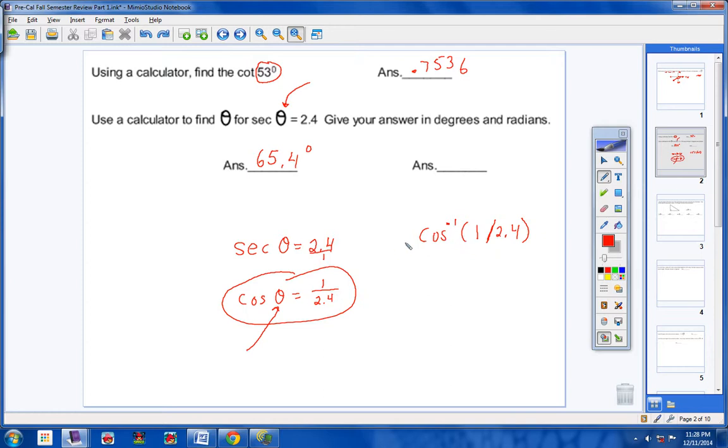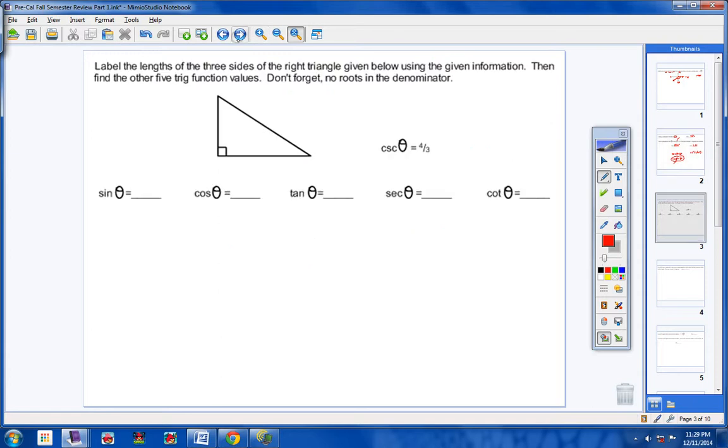You're in radians, so hit second cosine, and then 1 divided by 2.4, close the parentheses, and you'll get this for an answer, 1.14. So there we go. Know how to do this stuff. Alright, moving on to the next problem.